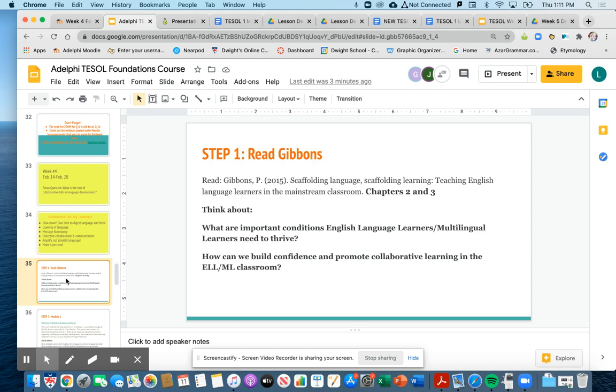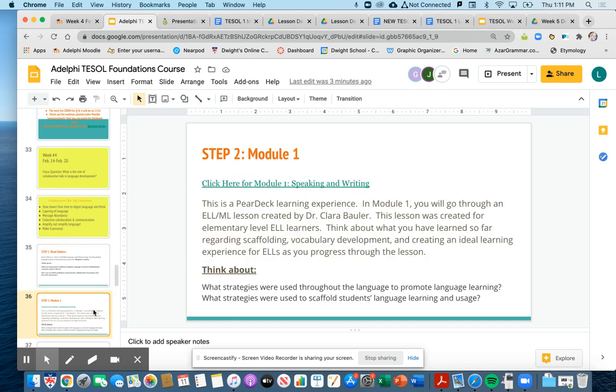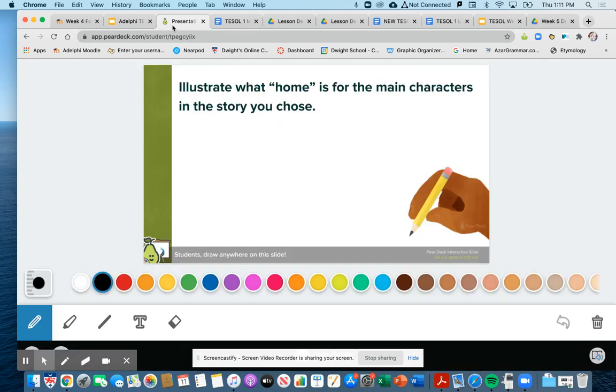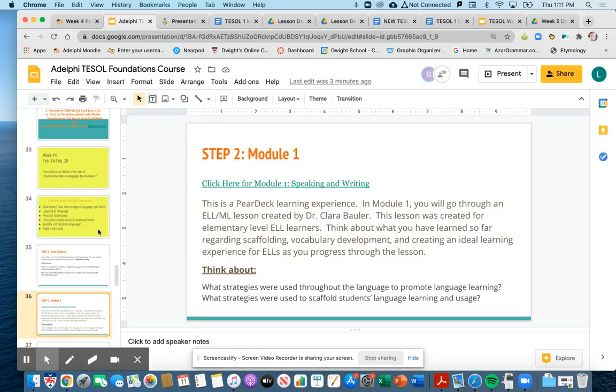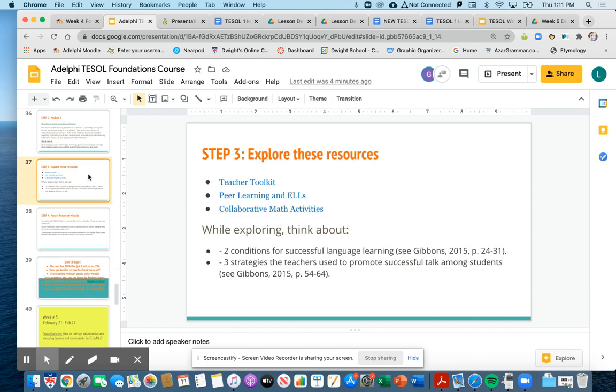So this week, as I said, you'll read chapters 2 and 3 in Gibbon's, with some questions to think about as you read. Then you're going to go through another Pear Deck experience. This Pear Deck presentation is a lesson that would be presented to English language learners or a class that includes English language learners. And so you're going to go through this lesson through the eyes and ears of an L. After you're done with that Pear Deck, you're going to explore these resources that give some great ideas for activities that you might do in the classroom.